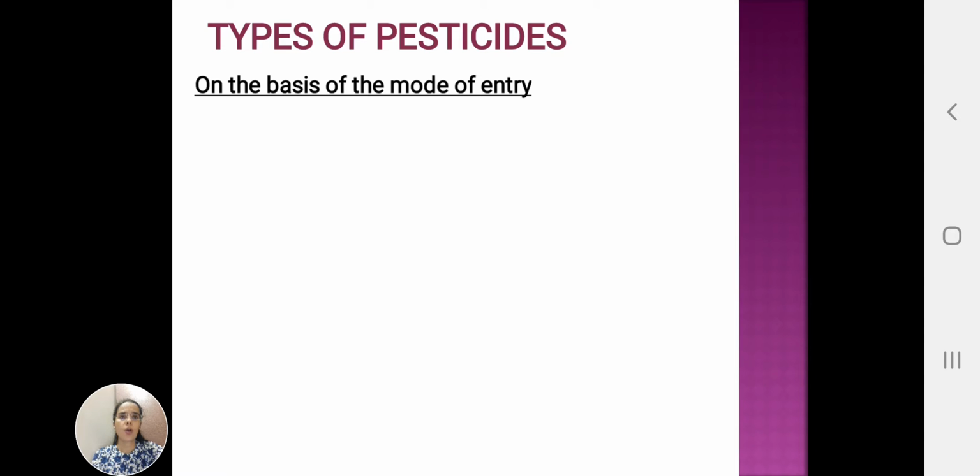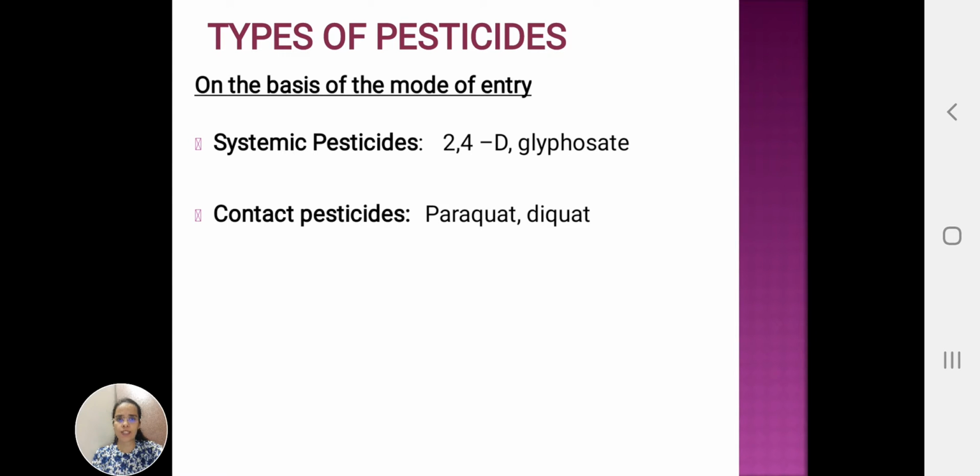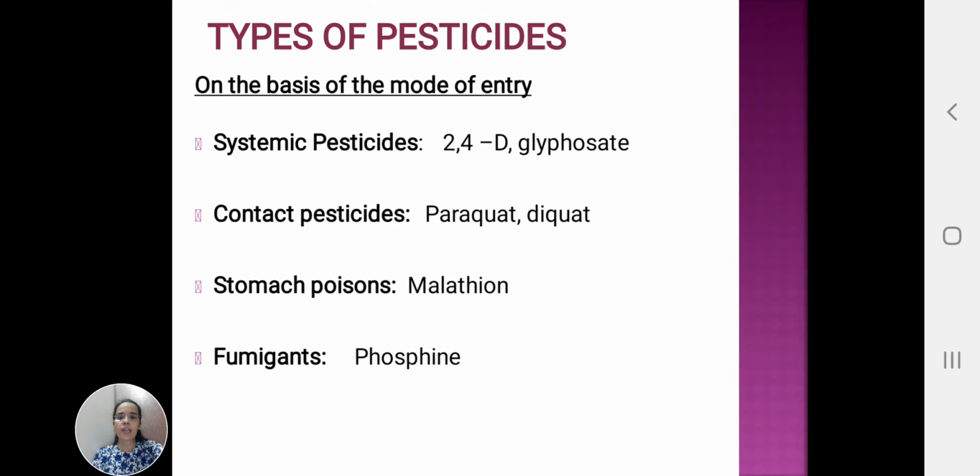On the basis of the mode of entry into the target organism, pesticides can be systemic pesticides which are absorbed by the target organisms. These include 2,4-D and glyphosate. Contact pesticides which act on target pests when they come in contact with the pest, example, paraquat, diquat, etc. Stomach poisons which enter the pest's body through the alimentary canal like malathion, and fumigants which kill the target pest by producing vapor and enter the pest's body.